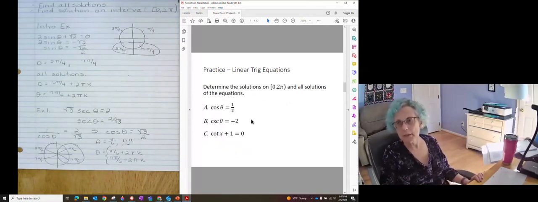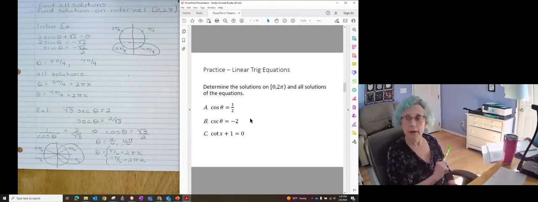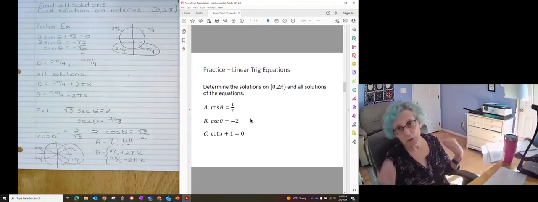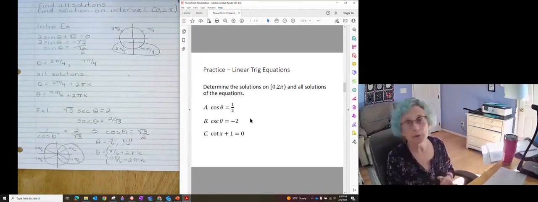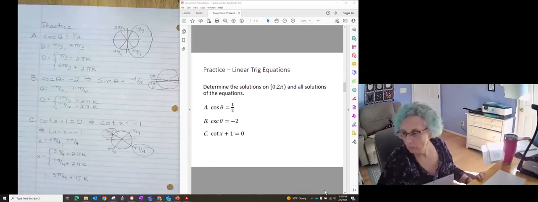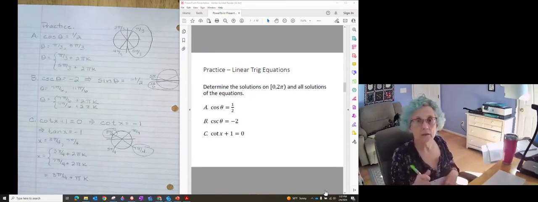There's our pretty answer. So now you're going to practice some. These are problems that you can get just by looking at your unit circle. So try to do them that way, because you're not going to have a calculator on test 2. So how did they go?